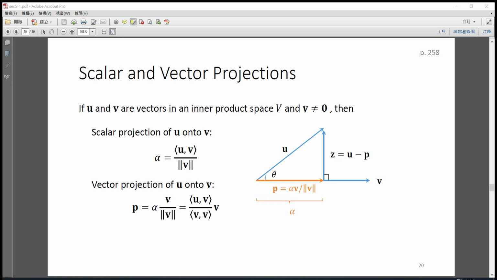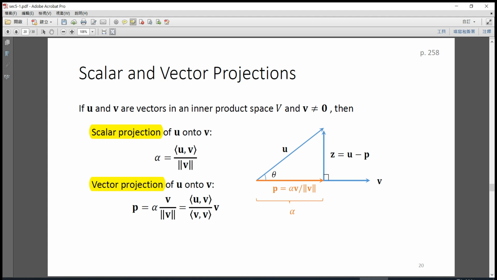If U and V are vectors in an inner product space, and V is not the zero vector, then we can define the scalar projection of U onto V and the vector projection of U onto V. We have already seen similar definitions in section 5.1. The difference is that here we replace the scalar product with the inner product.